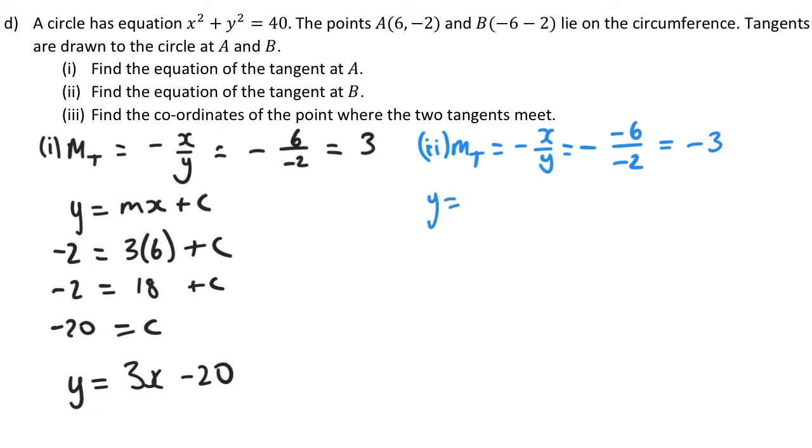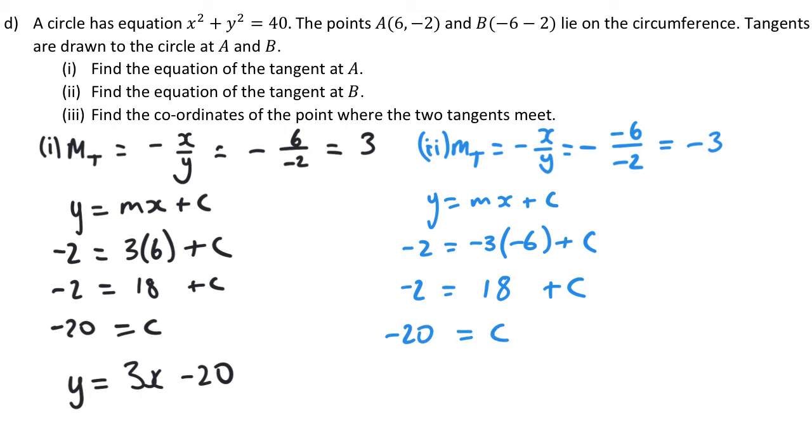So same technique as before, y equals mx plus c. The y value is minus 2, the gradient is minus 3, the x value is minus 6, plus c. Minus 2 works out to be 18 plus c, and then take that over, we get minus 20 is equal to c. So the equation there is y equals minus 3x minus 20.